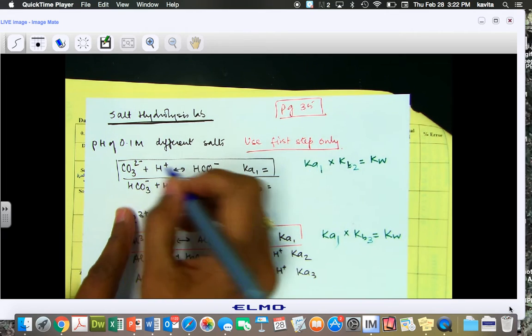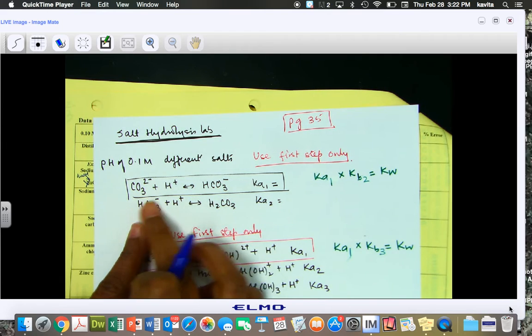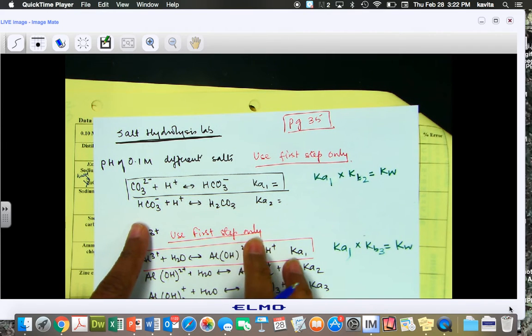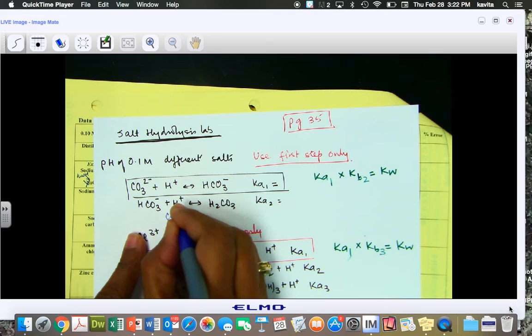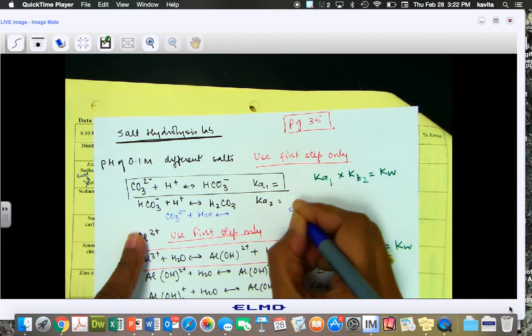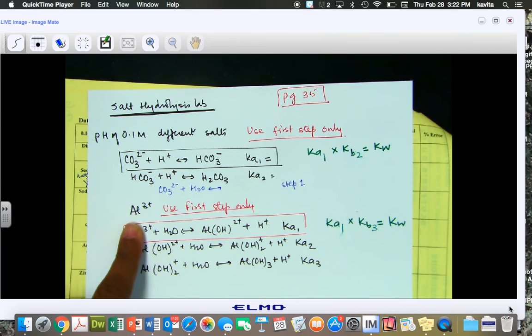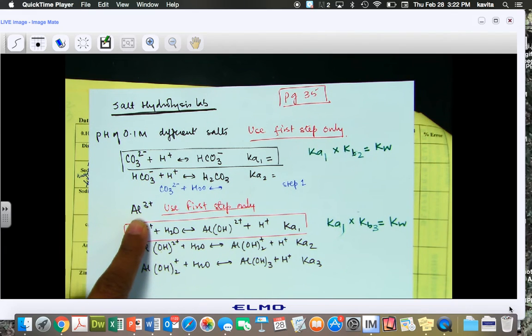I wrote the wrong equation here. This is the Ka equation. I didn't write hydrolysis because I don't want to show you hydrolysis. You will write the hydrolysis reaction starting with carbonate and water. But you will only do it for step 1 because that makes the most OH minus ions. Similarly, for Al3 plus or multiple-charge ions, you'll only use the first step, okay?